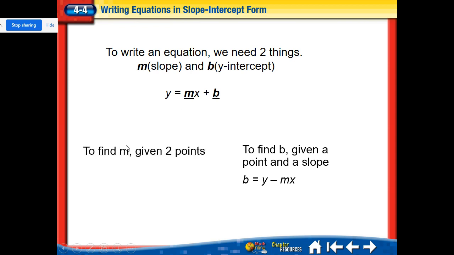So to find the m, if we are given 2 points, we can do y2 minus y1 over x2 minus x1. To find a b, if we're given a point and a slope, we can do b equals y minus mx. These are the two formulas that you're going to use to help find this m and find this b. If you need to find m, you do this, and that's the first step. Second step is to find b, you do this. All right, so step 1, step 2.